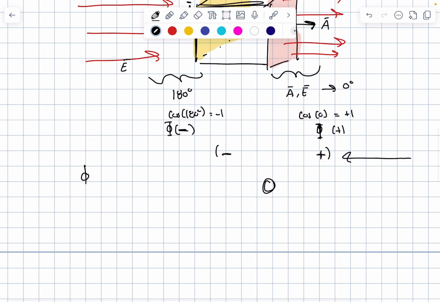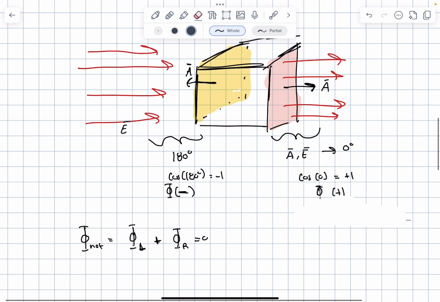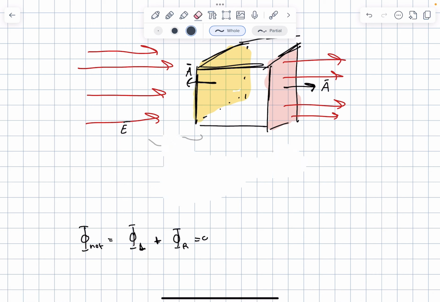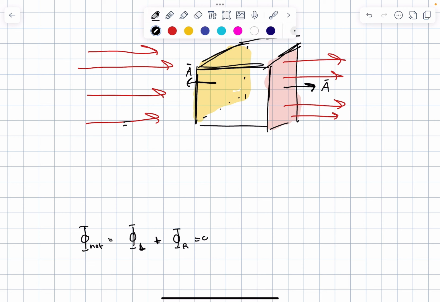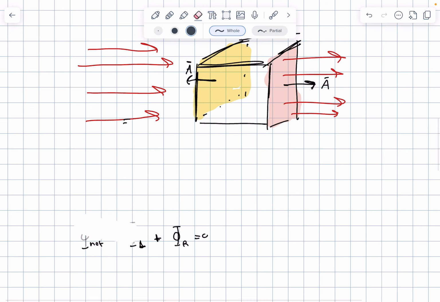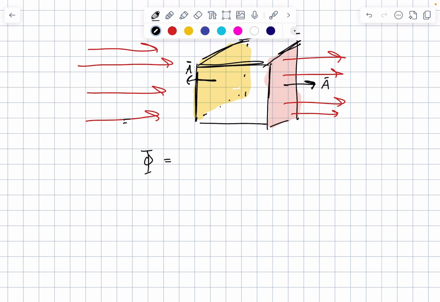So explicitly, I say F net is equal to the flux on the left wall plus the flux on the right wall, and that's going to be equal to 0. So the idea is that unless there's some source of electric field lines inside of my volume, I'm not going to have a flux. And that is, in essence, what Gauss's law is. So if I were to write out Gauss's law, it's going to be as follows. So the electric flux is equal to the surface integral of E dot dA is equal to Q in over epsilon naught.